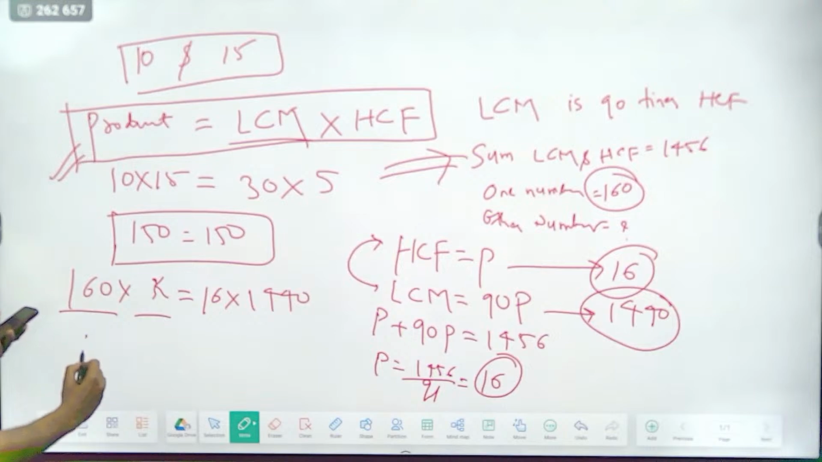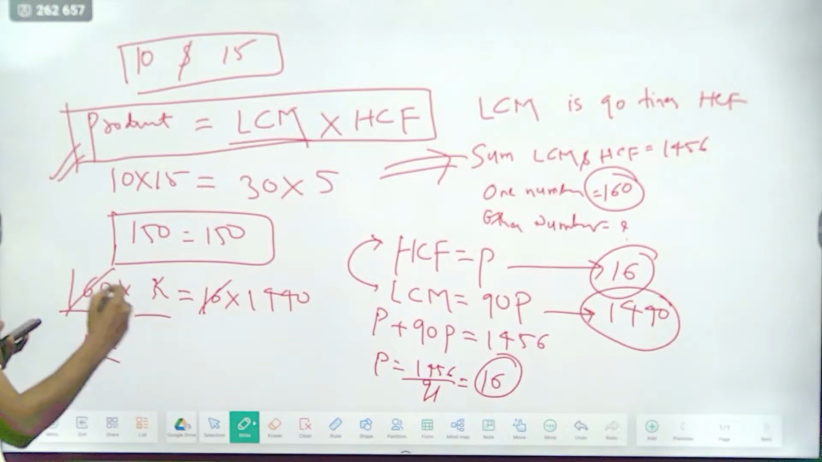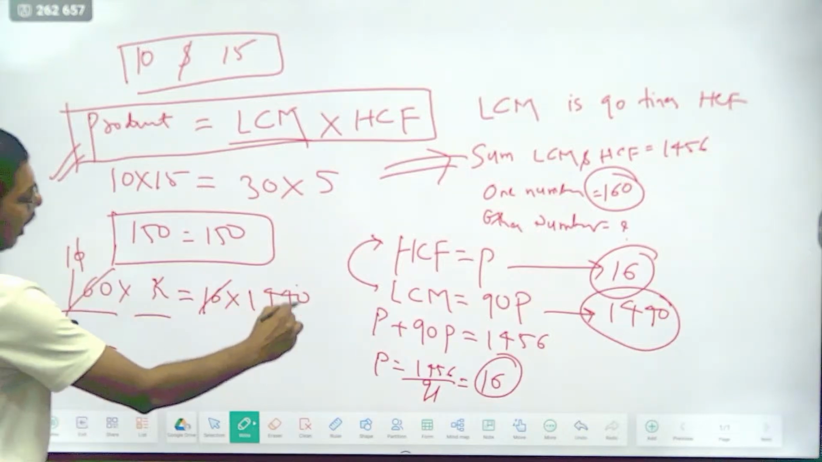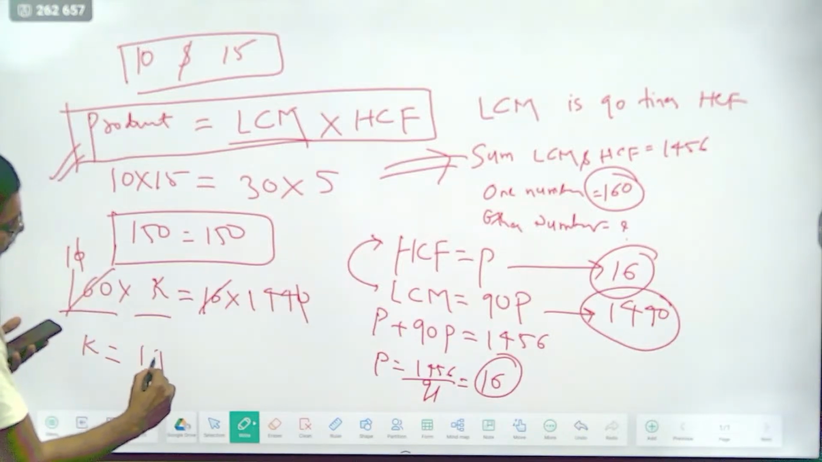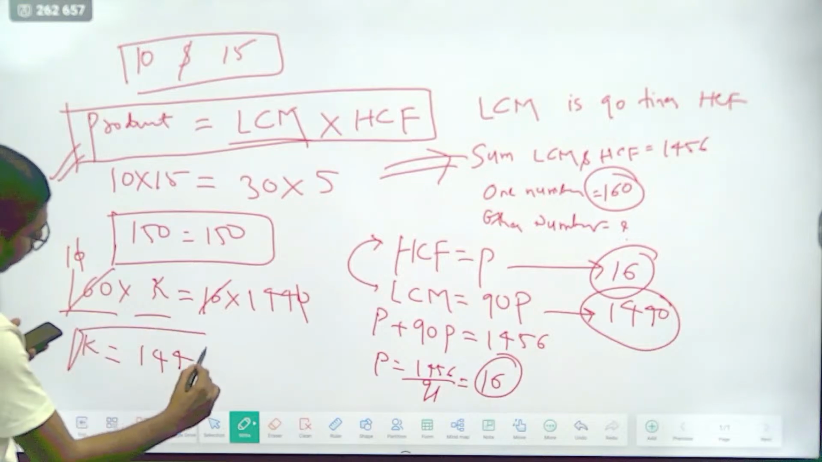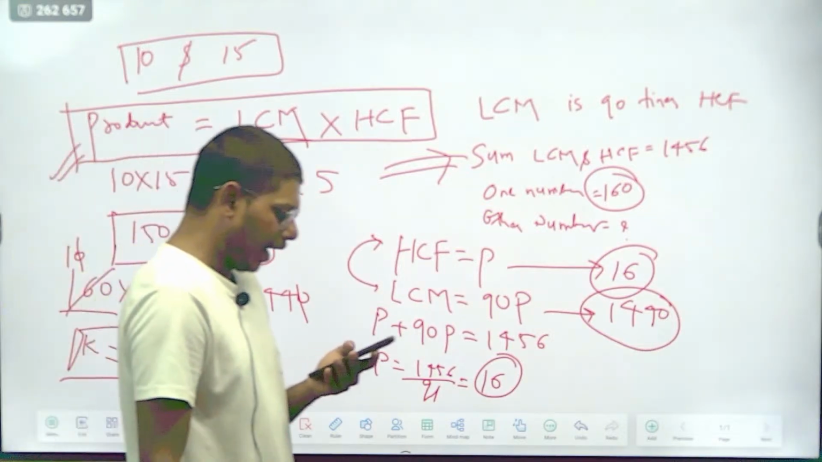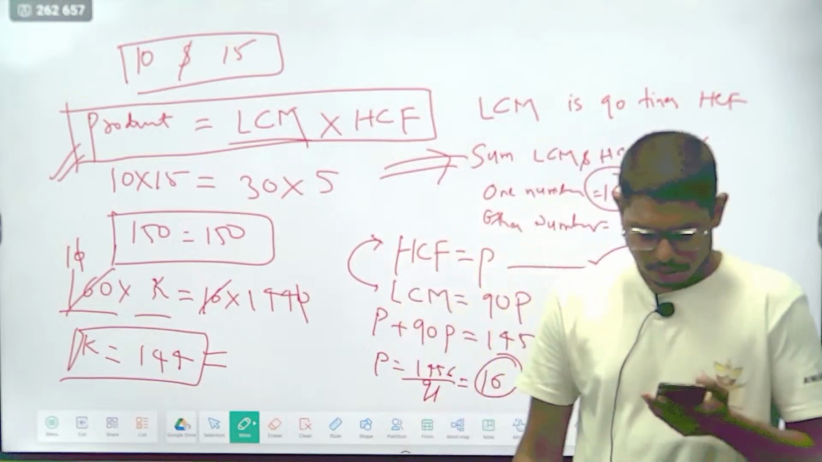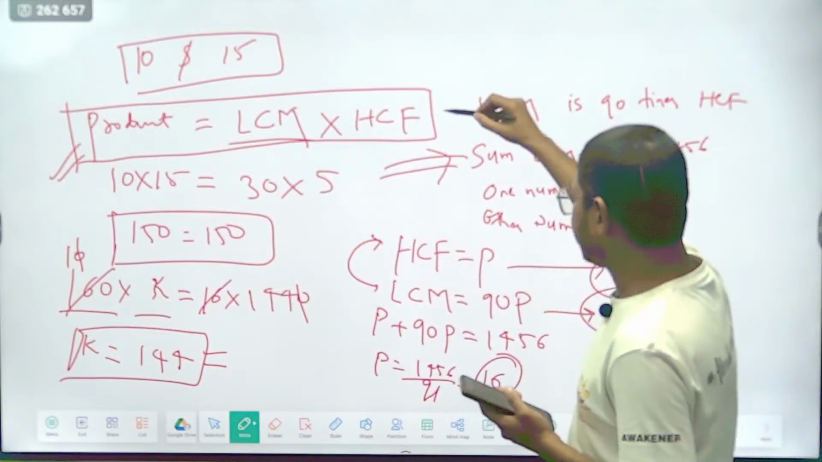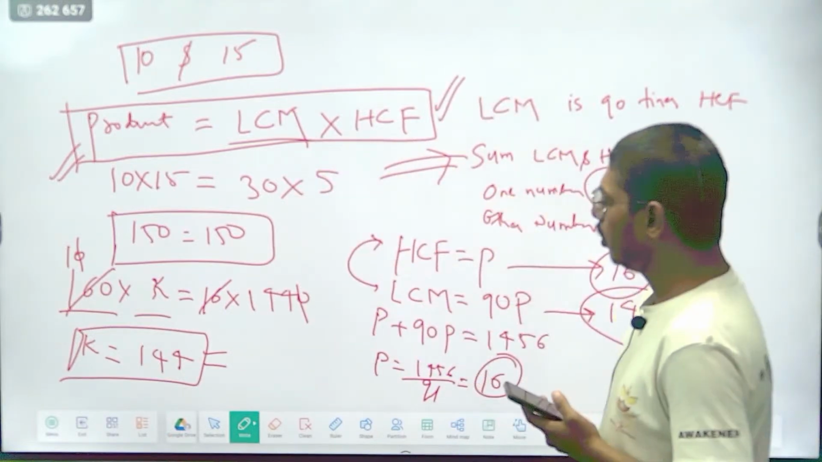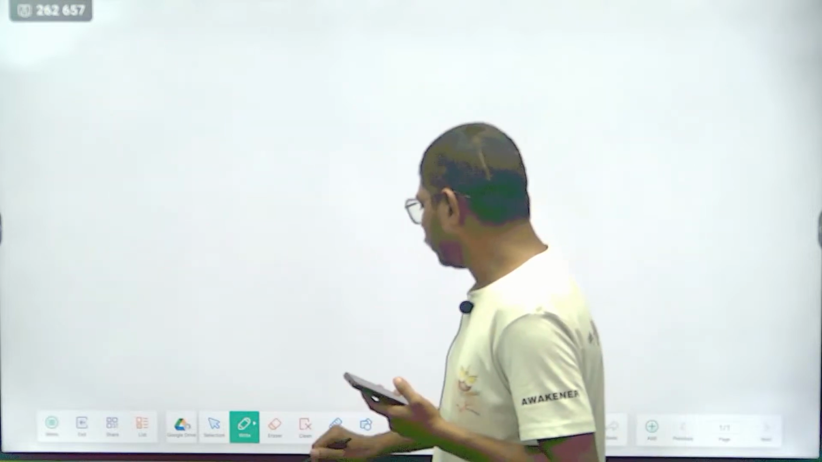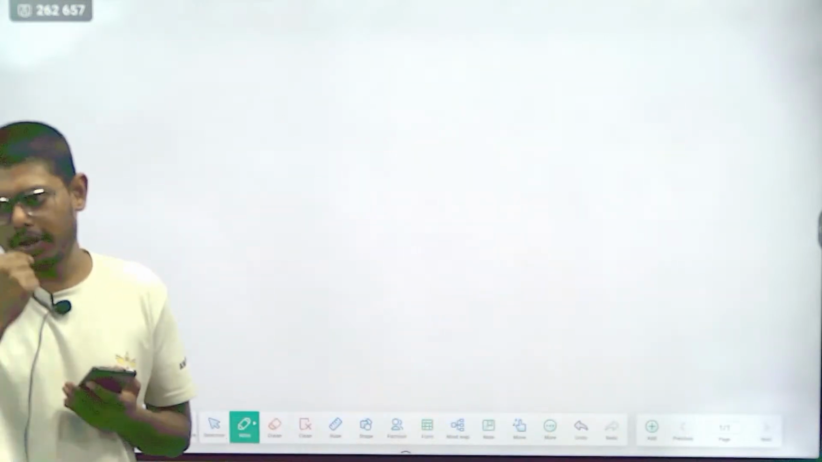1440. So from here, can we simply find out the value of K? It's your choice if you want to write it over here, or you can cut it this way as well. So K is how much? 144. So 144 is the answer over here. This is the relation that you need to keep in your mind. I hope up till here you are clear.